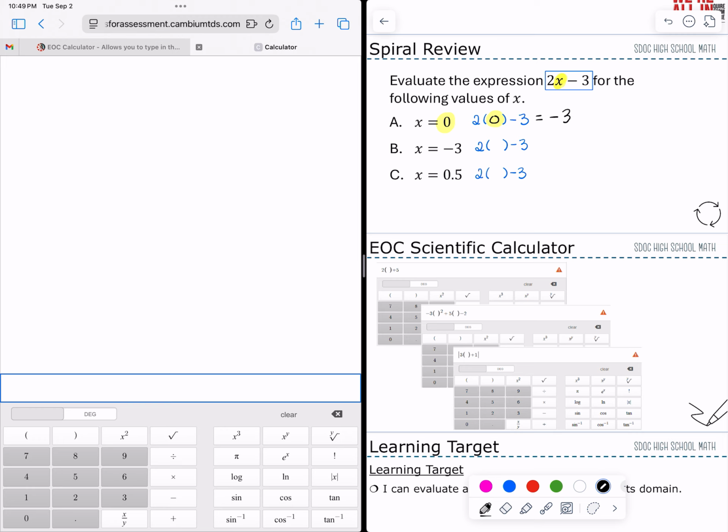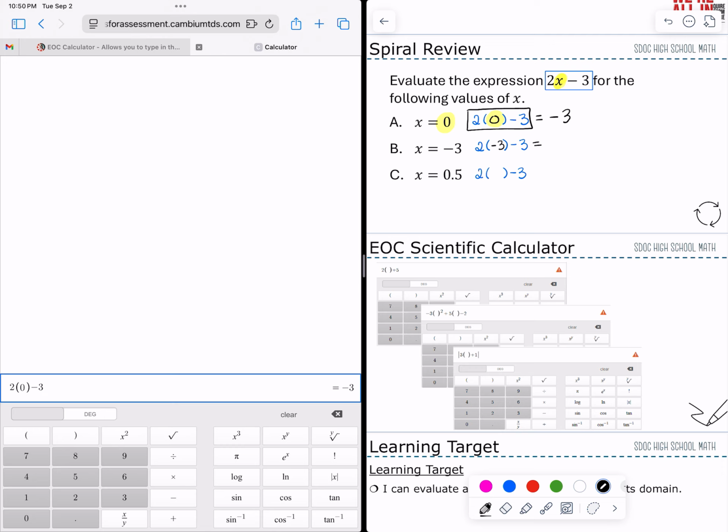Now, if we're using the calculator, we're going to type in exactly what we see here. On the left side I have the calculator: 2, parentheses, 0, close parentheses, minus 3. And my answer is negative 3. For example B, they want us to substitute in negative 3. So I have 2 times negative 3 minus 3.